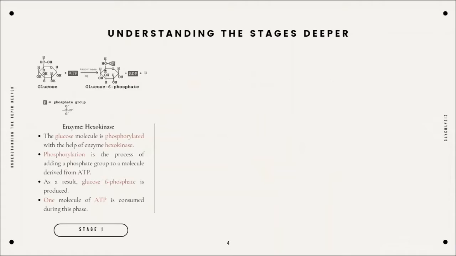In stage 1, the glucose molecule is phosphorylated with the help of the enzyme hexokinase. Phosphorylation is the process of adding a phosphate group to a molecule derived from ATP. As a result, glucose 6-phosphate is produced. One molecule of ATP is consumed during this phase.